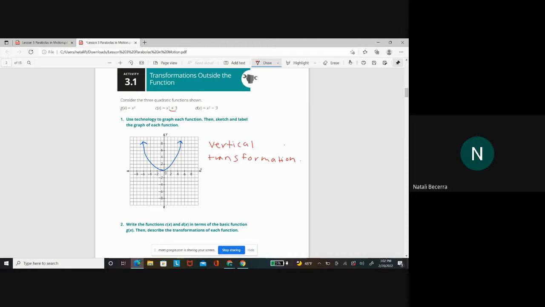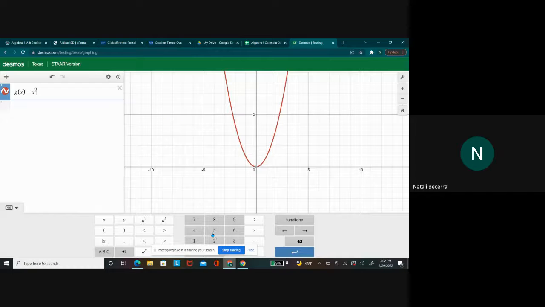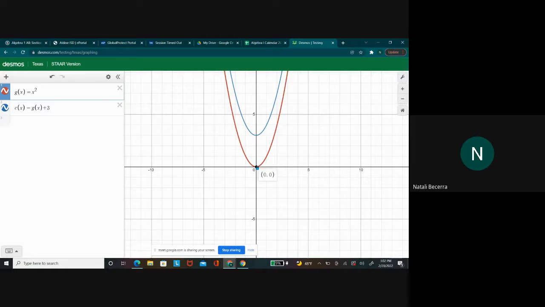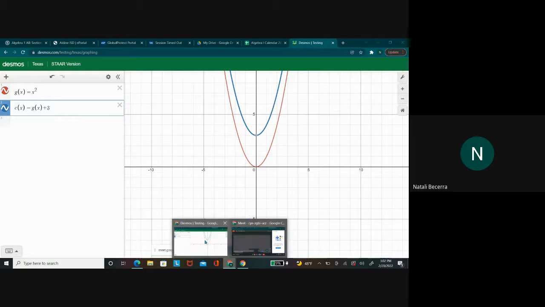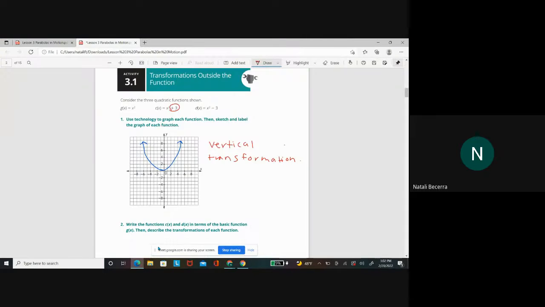Okay, and if it's plus 3, do you think it's going to go up or down? So I'll let you think about that. And let's see. If I do c of x equals g of x plus 3, you can see that the graph went up 3 units. So it was at 0, then it went 1, 2, 3 units up. Okay, so we're going to go ahead and graph that. Over here, let's stick with the red. So 1, 2, 3. It's going to go up about right there.